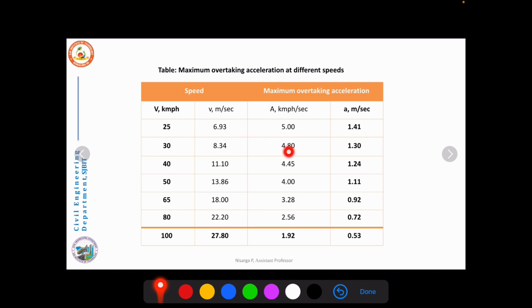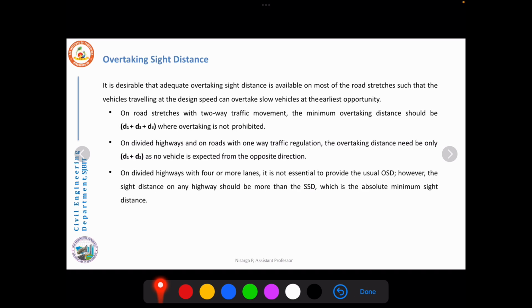For the acceleration of the vehicle, if the design speed is 25 kmph, the maximum overtaking acceleration will be 5 kmph per second. If the a value is not available, you can take the a value from the values recommended by the IRC. You can also note that for a one-way road, the OSD will be just d1 plus d2. d3 will be there only when you have vehicles from the opposite direction. If vehicles from the opposite direction are not available, OSD will be just d1 plus d2.